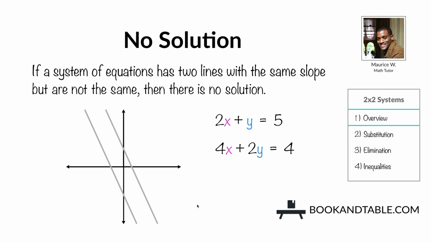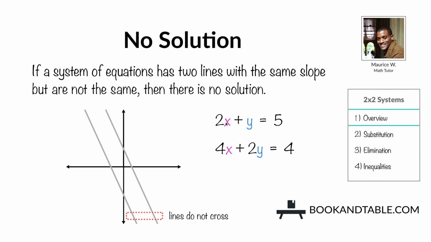Now, not every 2x2 system has a solution. If a system of equations has two lines with the same slope but are not the same, then there is no solution. So if two lines have the same slope, but they cross the y-axis at two different points, then that will let you know that the lines do not cross. And if this is the case, then there will not be a solution. There's no xy point where they both exist.